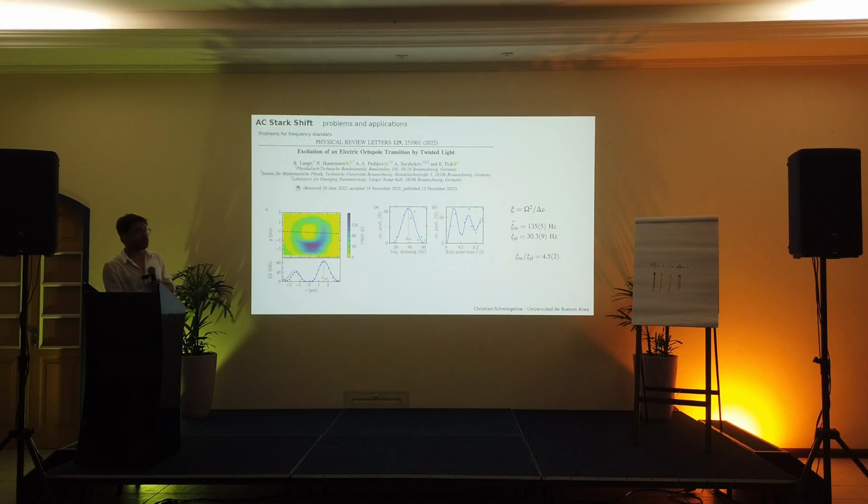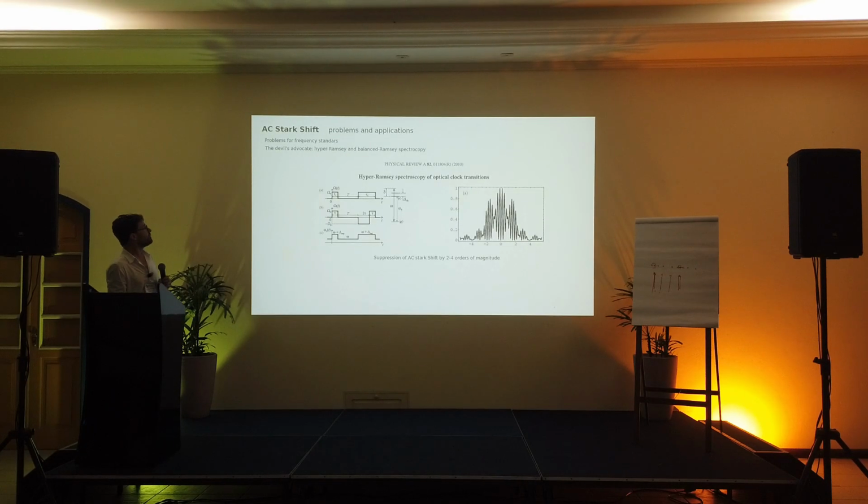Being the devil's advocate, in the meantime, while we were thinking about these things, people developed some techniques which don't rely on focusing on very tight beams, which is called hyper-Ramsey spectroscopy, and you can get totally rid of the AC Stark shift doing this. So this hyper-Ramsey spectroscopy is an extension of the technique which you probably read about, and I think you talked about this morning, which is the spin echo.